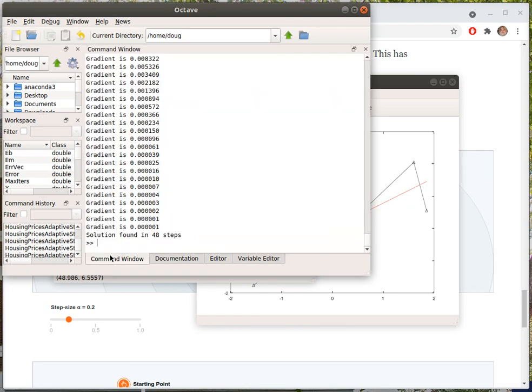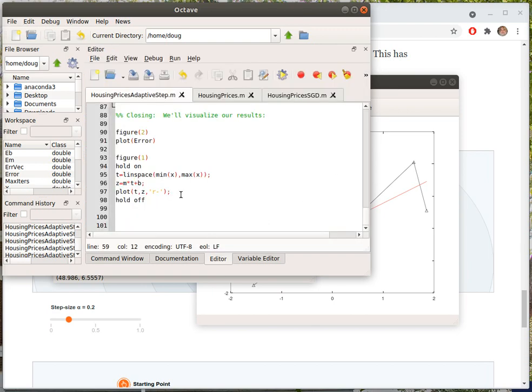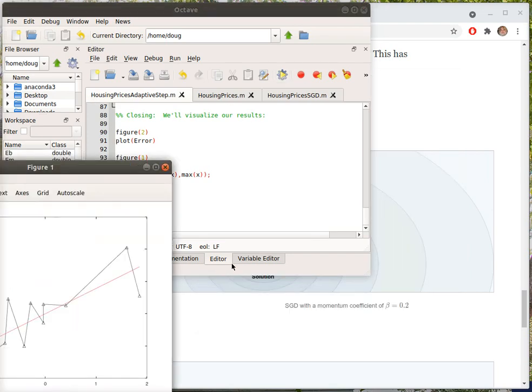Okay, so in the command window, we'll type in housing. I do clear things out in the code here. So housing prices, adaptive step size. Oh, wasn't that right? What did I call that again? I guess I could just run it. Housing price. Okay, I'll just run it here.